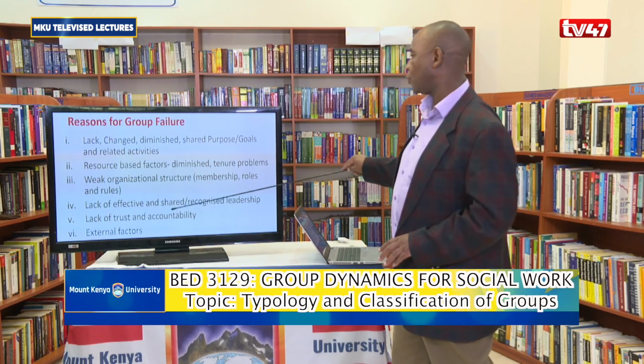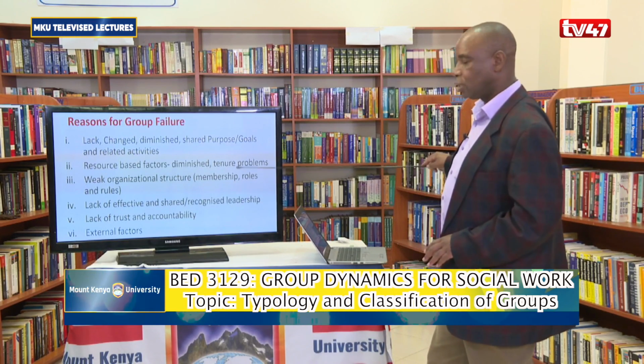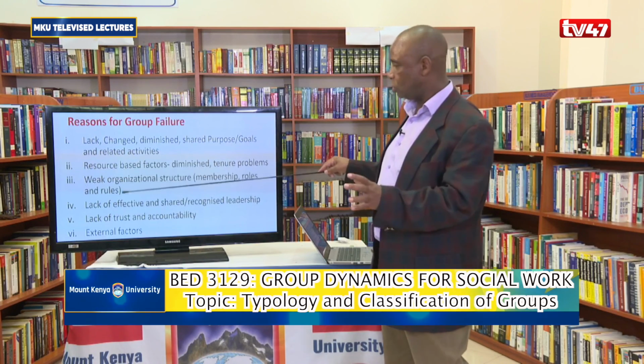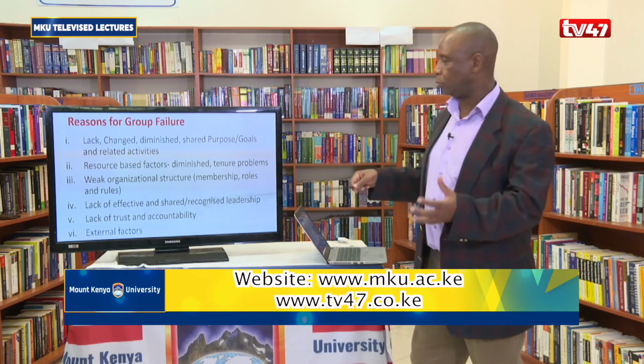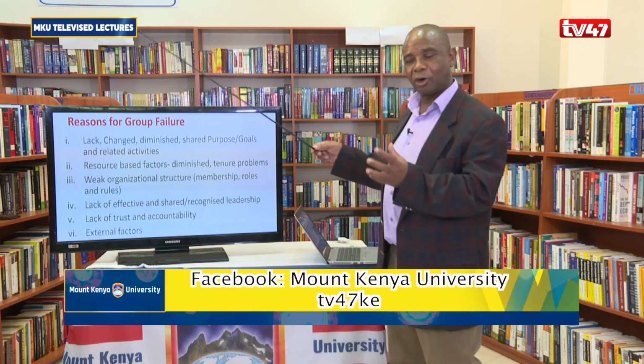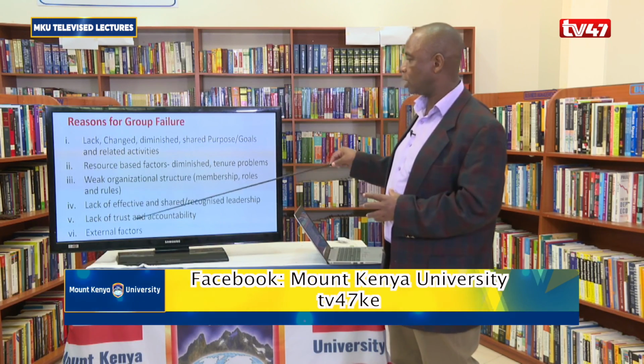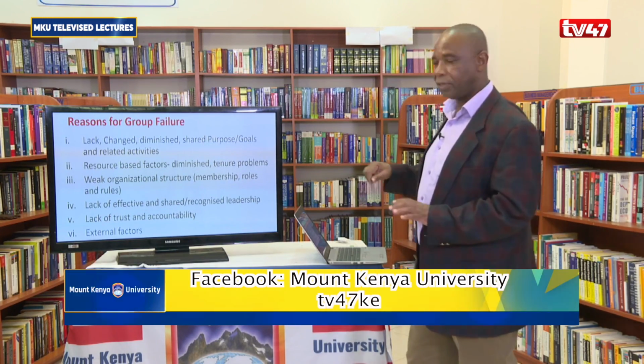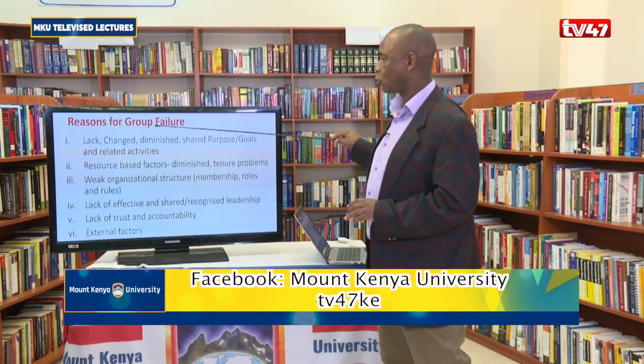Okay, then lack of effective and shared recognized leadership. There's no leader, there's no leadership, there's no one to resolve issues. That can also contribute. Then there is lack of trust and accountability. When issues arise out of trust, people take trust to be a very important component of a group. That is the norm. That's what glues the group together. If that runs out, then that group is going to dissolve or fail.